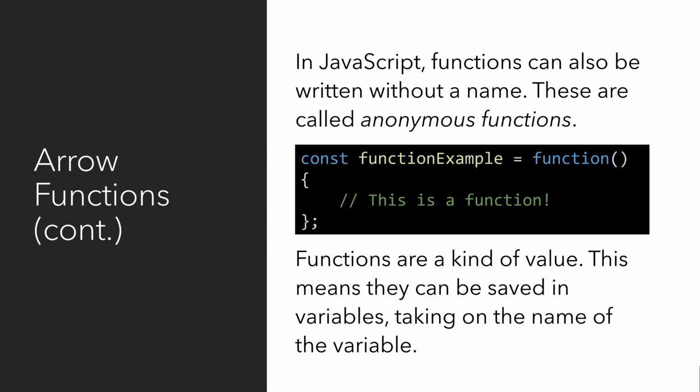In JavaScript, functions can also be written without a name. These are called anonymous functions, literally without a name. Functions are also a kind of value, along with strings and numbers and other things.